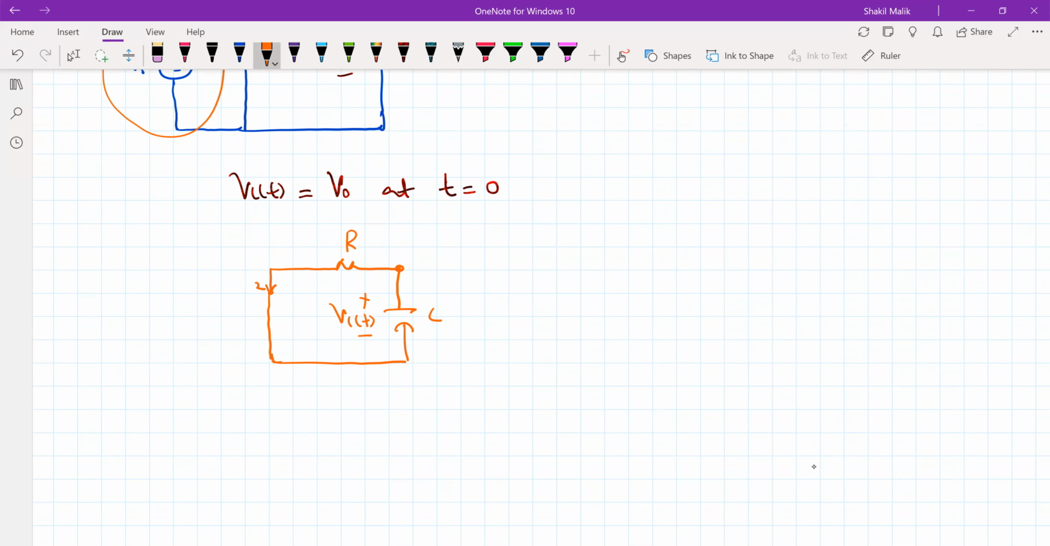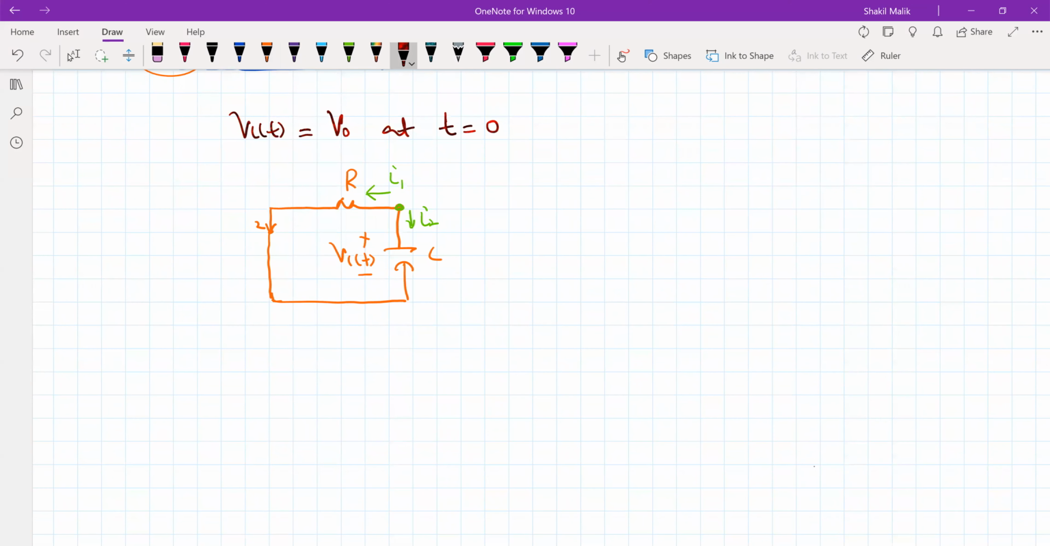To do the analysis, let's apply KCL here. Let's assume the current that leaves in this branch is I1, and the current that leaves here is I2. By KCL, I1 plus I2 must be equal to 0.